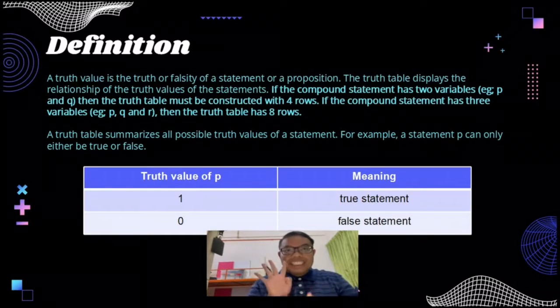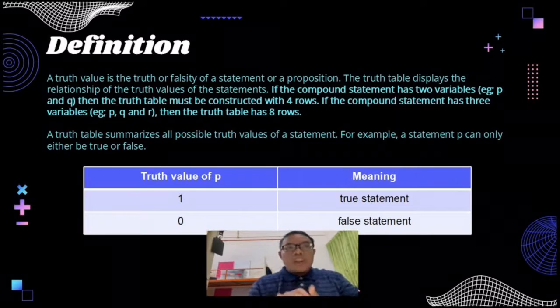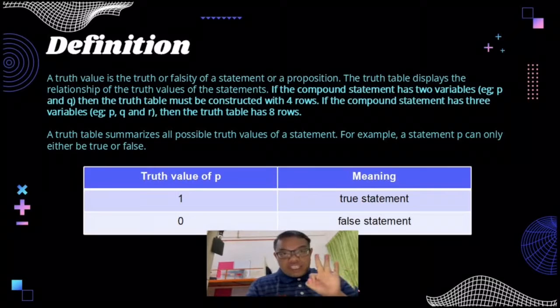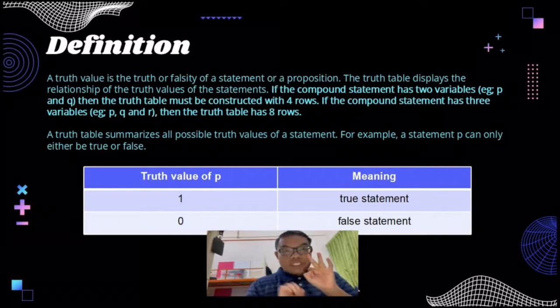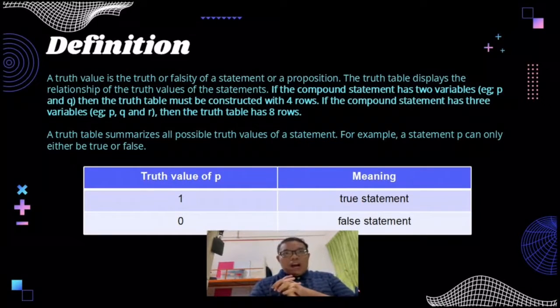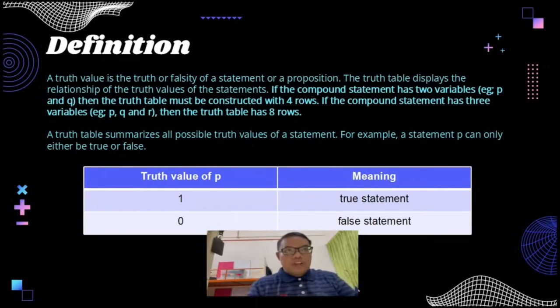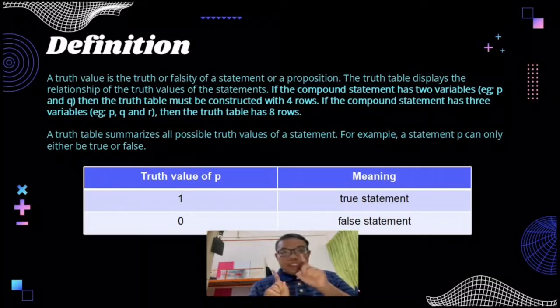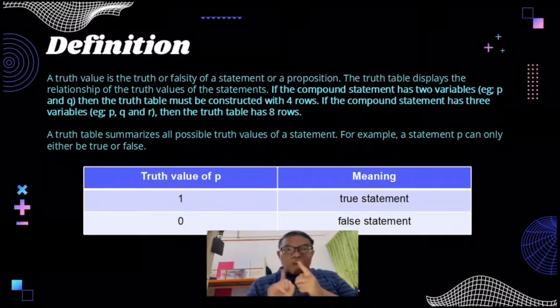This is the concept you have to know. For this course, the maximum number of variables is only 3, so if you have 3 variables, you have to construct the table with 8 rows. A truth table summarizes all possible truth values of a statement. For example, P can only be either true or false, so P has 2 possible outcomes.